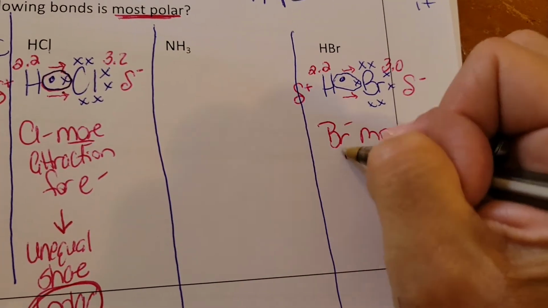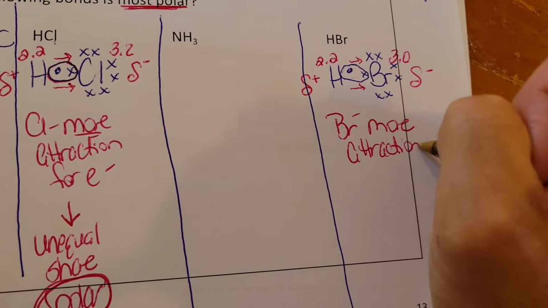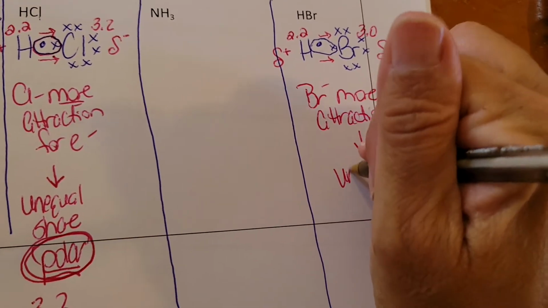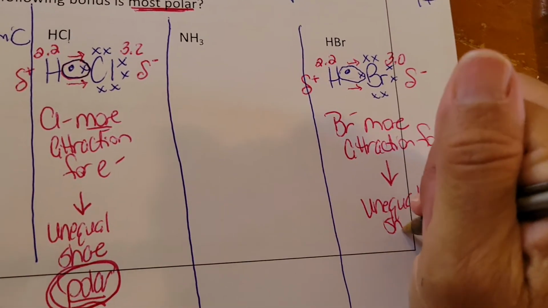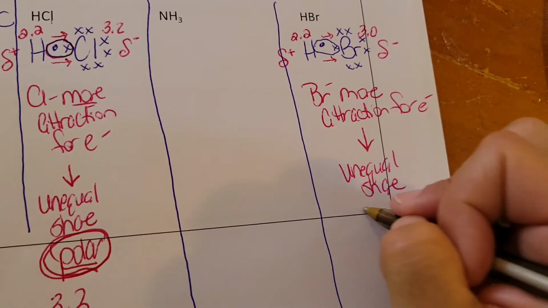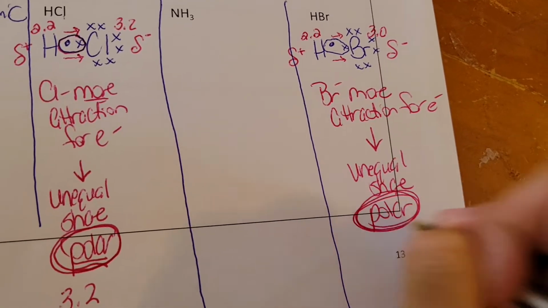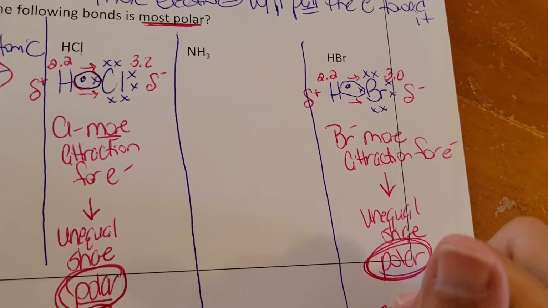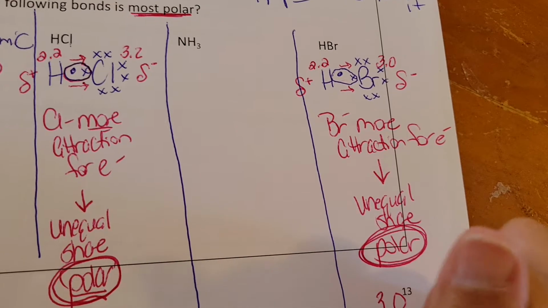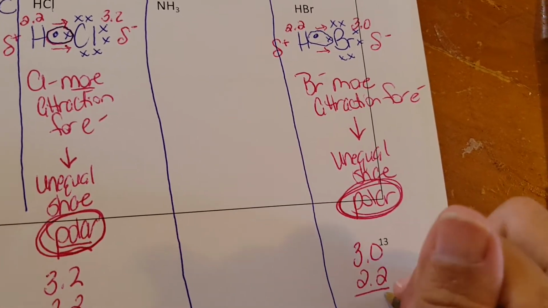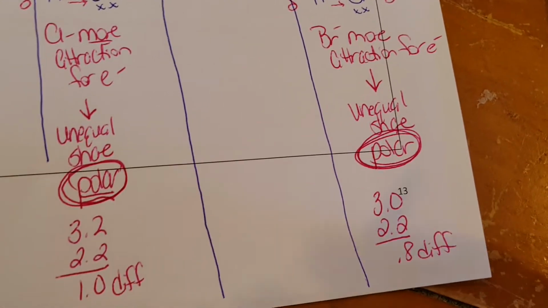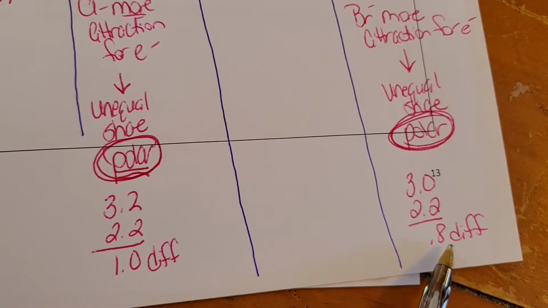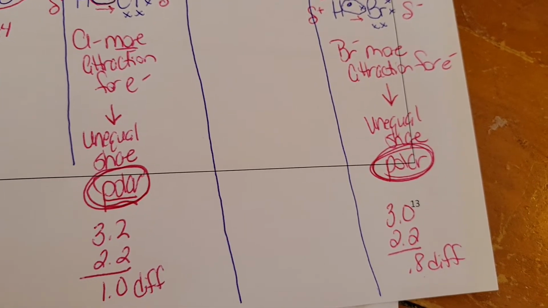Okay. So the bromine, it has more attraction for electrons. So there's an unequal sharing. So we know that that bond is polar. And then to see, again, which one is the most polar, we see what the difference is. So bromine was 3, hydrogen was 2.2, so the difference is 0.8. So far, this one, the 1.0, is more polar than the HBr.